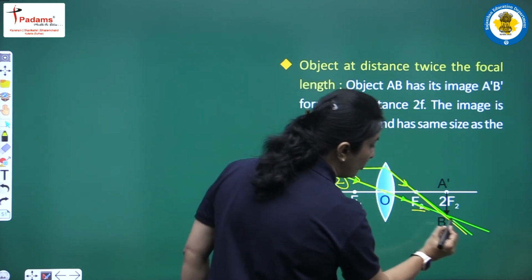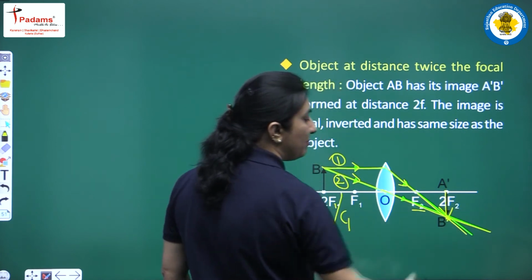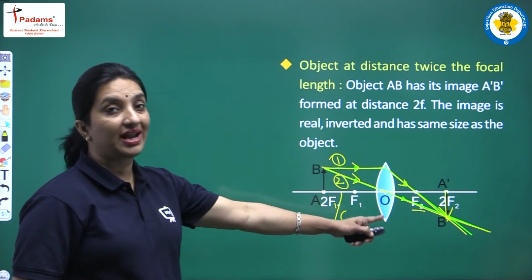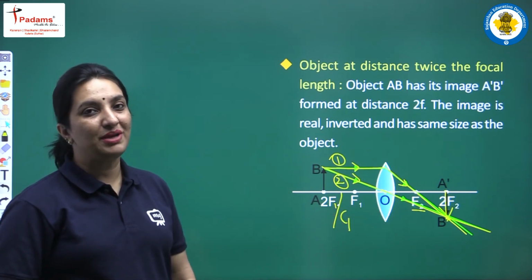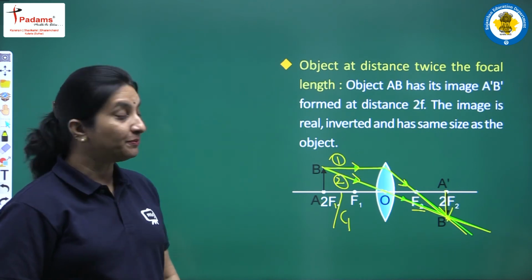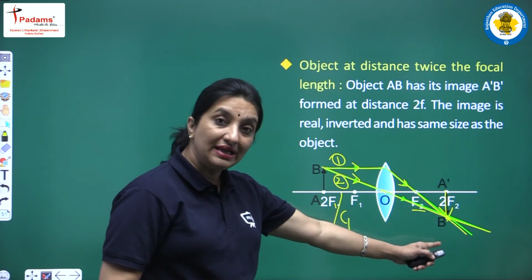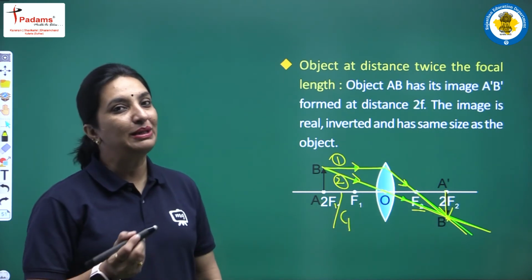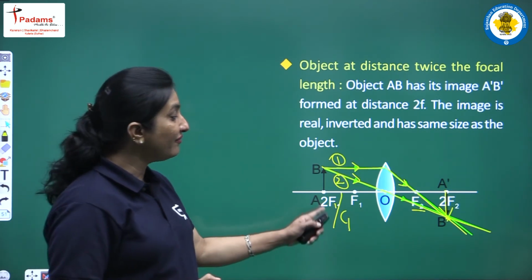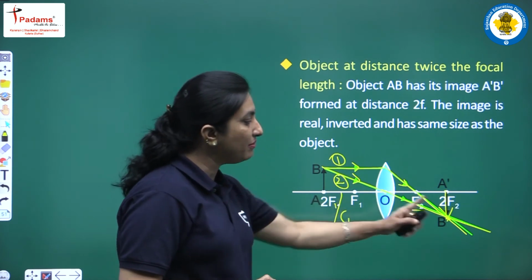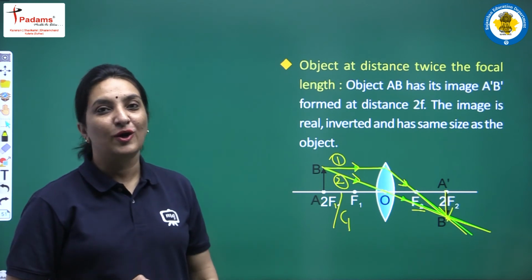So this ray of light moves undeviated, and what we see is that here the image will be formed because these two refracted rays are meeting at that point, and there we will have an image formed A dash B dash. Now again students, since the refracted rays are meeting actually, we will have a real image. All real images are inverted, and here we have the same size of image formed, that is the size of the image is equal to the size of the object.